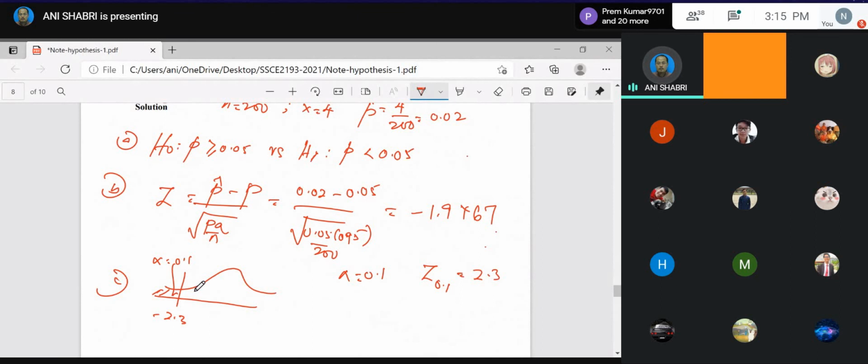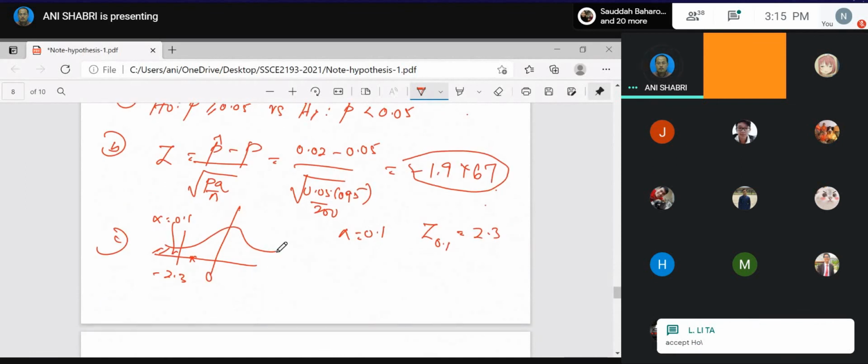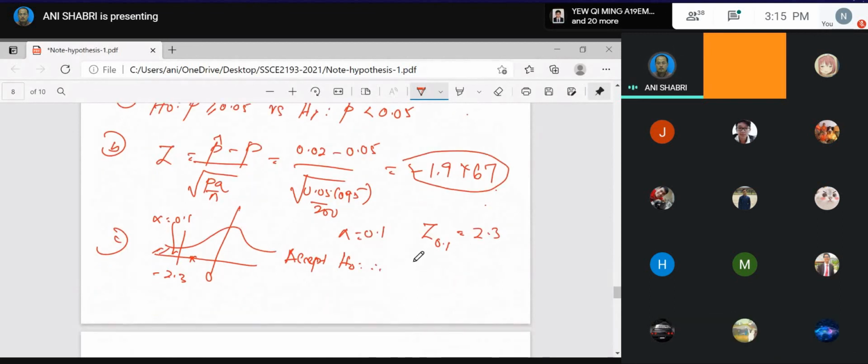Accept or reject? We calculated from the data negative 1.9. The middle is 0, and 1.9 is here. Accept. Okay, accept H0, which means P is greater than 0.05. We get the answer that P is greater than 0.05.